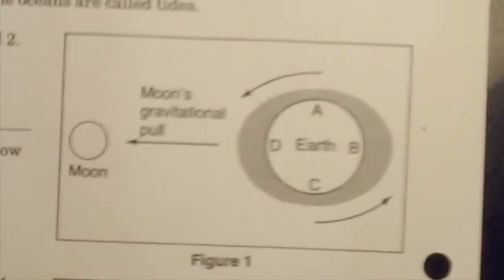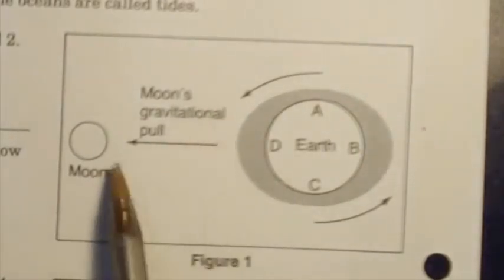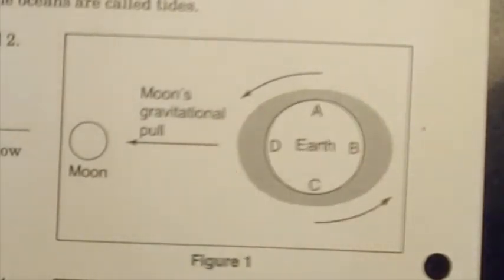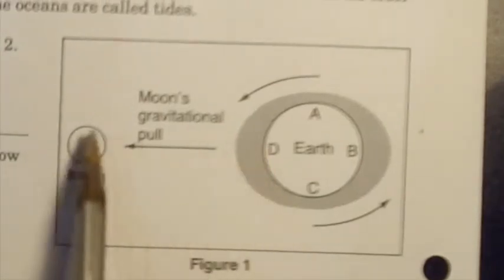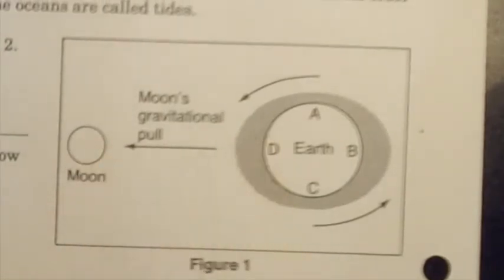The rise and fall of the oceans are called tides. Use figure 1 to answer questions 1 and 2. In figure 1, we see the Earth here spinning counterclockwise as we look down from the North Pole. The moon's gravitational pull pulls on the Earth. The Earth's hydrosphere is affected by the pull of the moon, causing it to bulge in between the moon and the Earth, position D, and also causing it to bulge at position B.